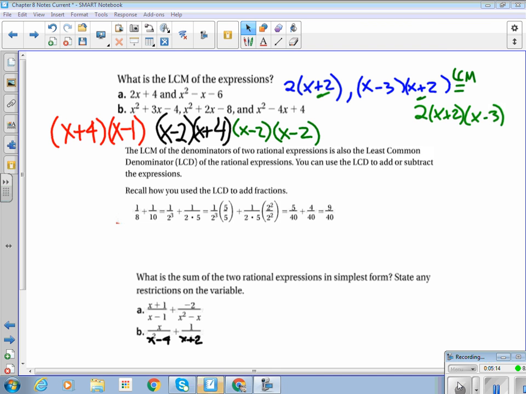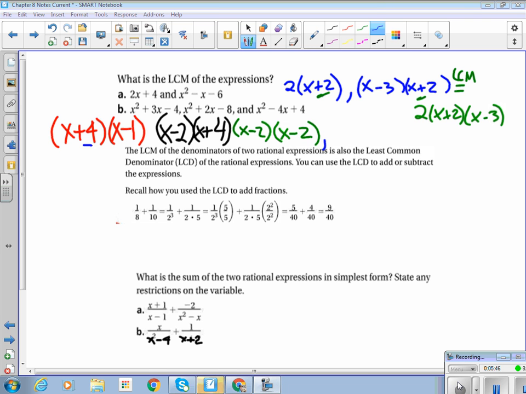All right, next problem. So we take a look at problem B. X squared plus 3x minus 4 factors to x plus 4 times x minus 1. X squared plus 2x minus 8 factors to x minus 2 times x plus 4. And x squared minus 4x plus 4 factors to x minus 2 times x minus 2. So what we're going to do is write each factor once. Even if it repeats itself in the next one over, we're only going to write each factor down once.